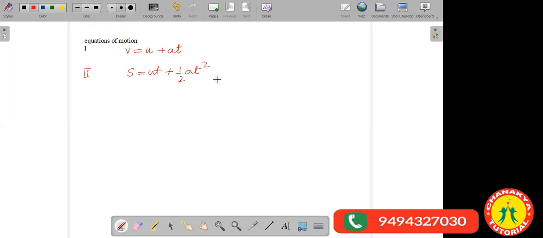Today we'll also do the third equation of motion. There are these three equations of motion. The third equation of motion states V squared minus U squared equals 2AS. You can either remember it this way, or you can also write the same equation as V squared equals U squared plus 2AS.